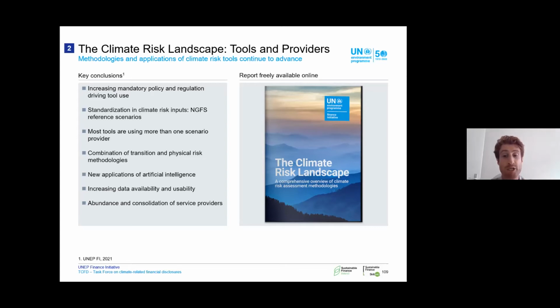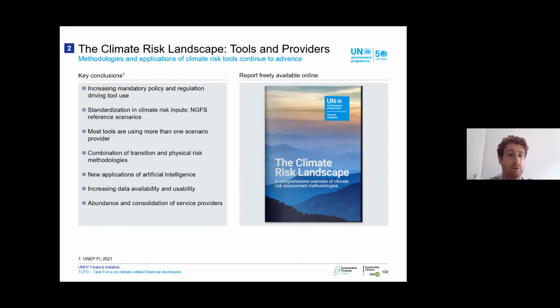But I would also mention that there's this paper that we released earlier this year called The Climate Risk Landscape that looks at both the physical and transition sides of climate risk and provides some thoughts on what the particular tool providers look like, what their coverage is, and what some of their strengths are. But just a few big takeaways from this paper.